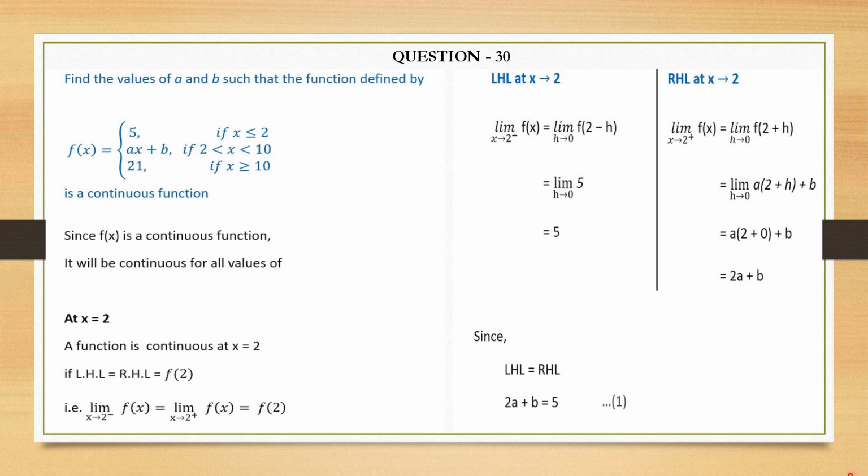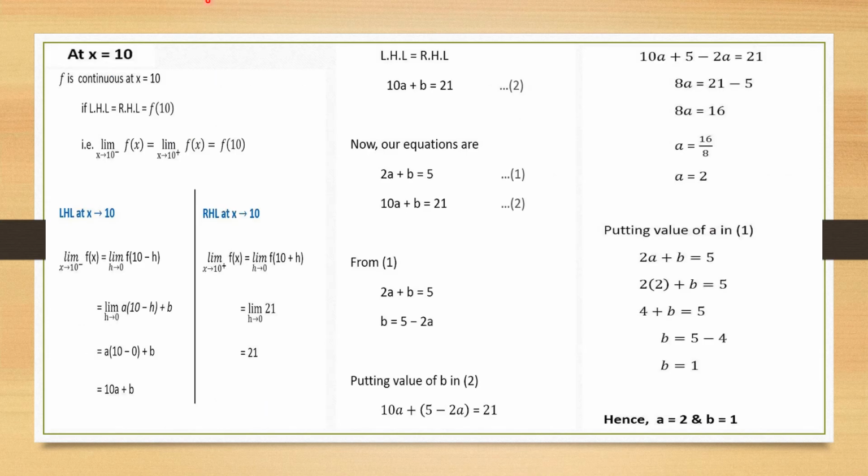Similarly for 10, when this function at x equal to 10 is also continuous, again LHL equal to RHL equal to f of 10. As x approaches 10, the left limit turns out to be 10a plus b, and the right hand limit turns out to be 21, and f of 10 is also 10a plus b, equal to 21.